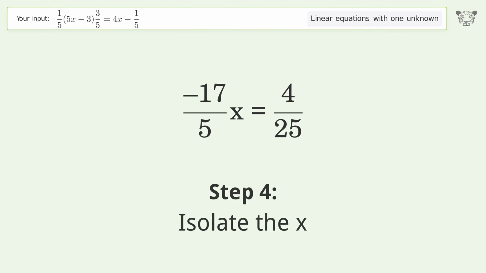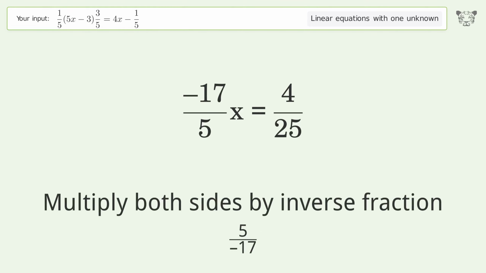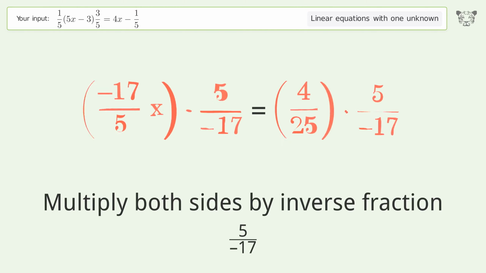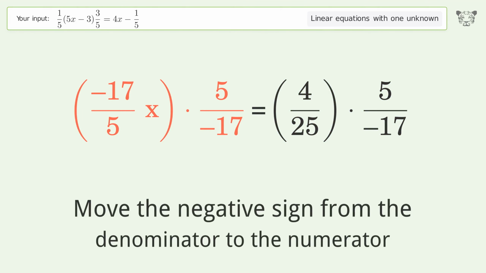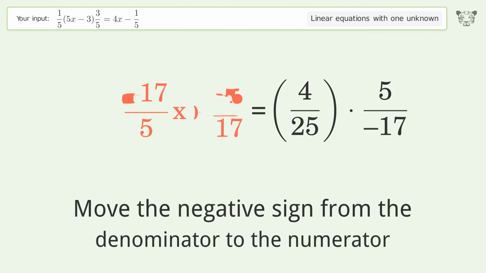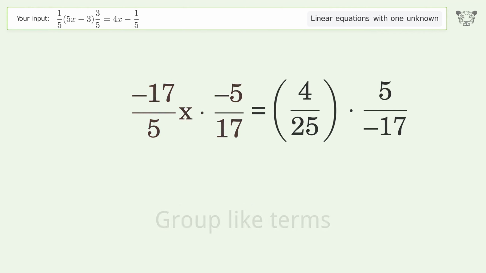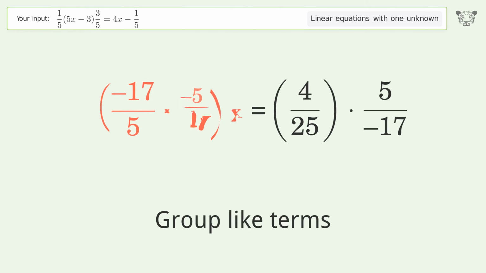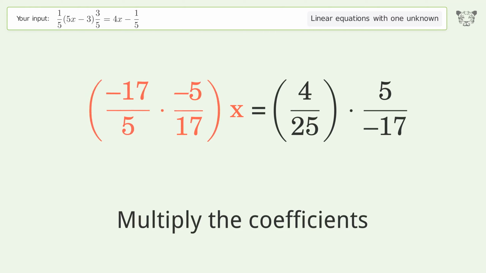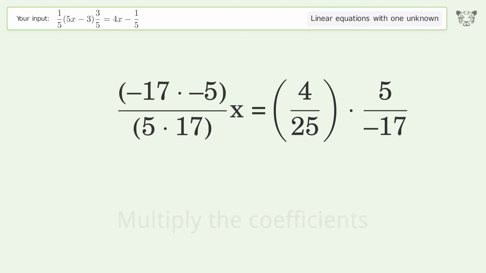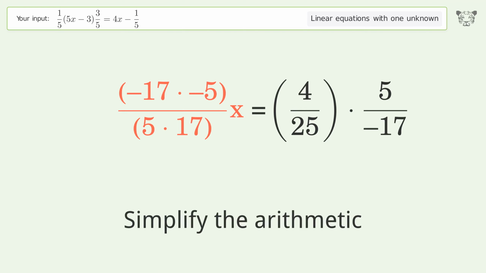Isolate the x. Multiply both sides by inverse fraction 5/-17. Move the negative sign from the denominator to the numerator. Group like terms. Multiply the coefficients. Simplify the arithmetic.